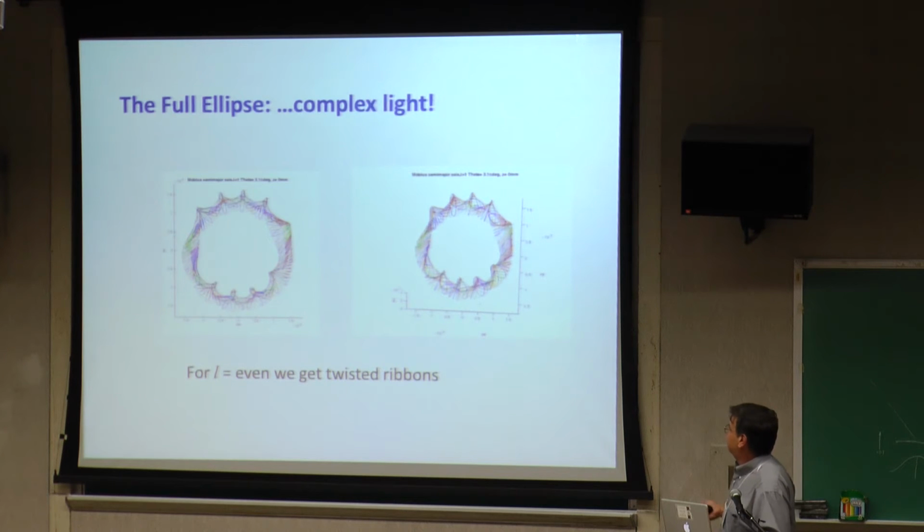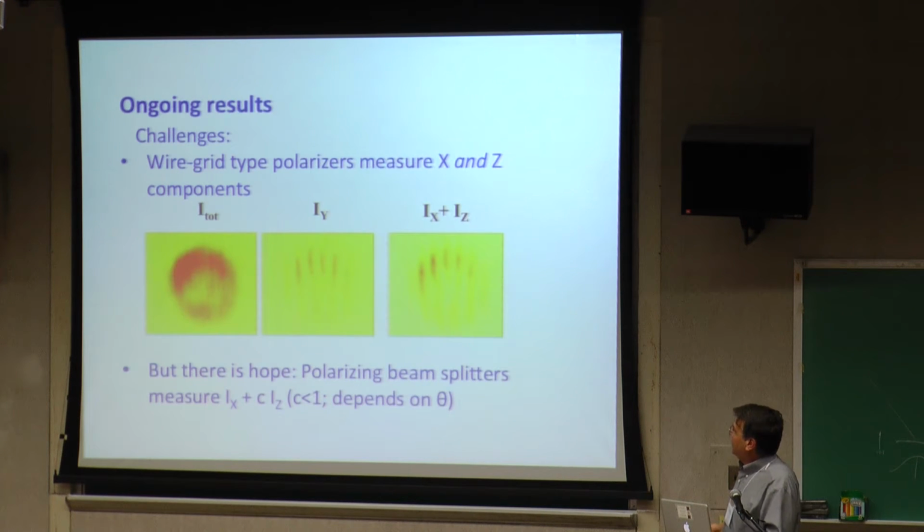Okay, and you can see there's all kinds of rich dynamics in the sense of the orientations of the polarization in 3 dimensions. And we're only looking at just one particular location. Okay, so the challenges are the experiments, because we can measure the y component, but with a regular polarizer, we can only measure the sum of the x and the z component, not just the x component.